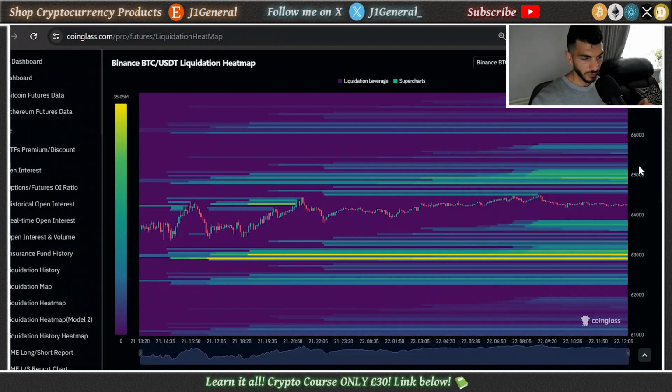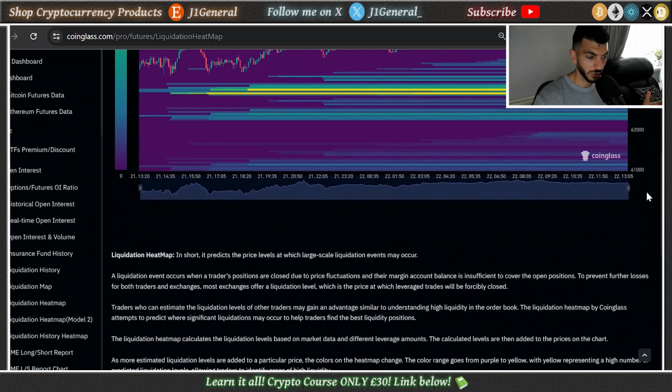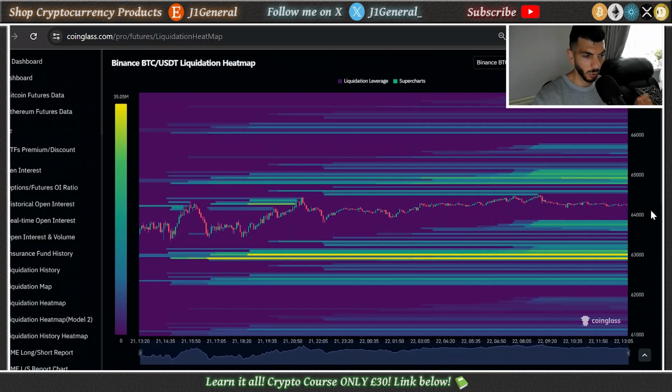Again, coming back to the liquidations, this essentially shows points where traders can get liquidated, especially if you are a futures trader. A liquidation event occurs when traders' positions are closed due to price fluctuations and their margin account balance is insufficient to cover the open positions. To prevent further losses for both traders and exchanges, most exchanges offer a liquidation level, which is the price at which leveraged trades will be forcibly closed due to smart contracts. So you will lock in a contract to say if it is 10x and you long the market, if price drops 10%, you will get liquidated, and same on the other side.